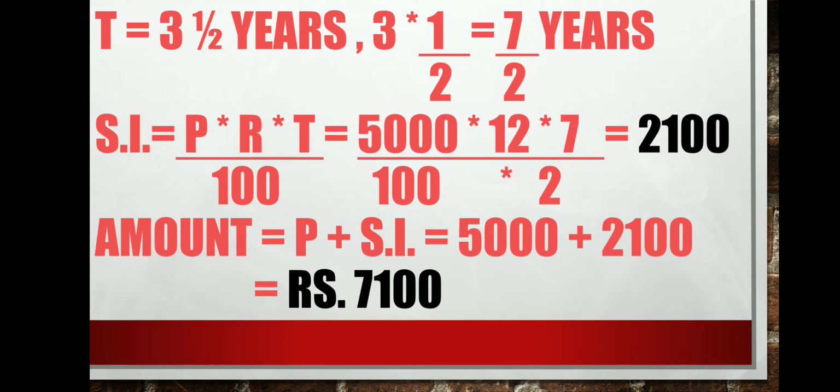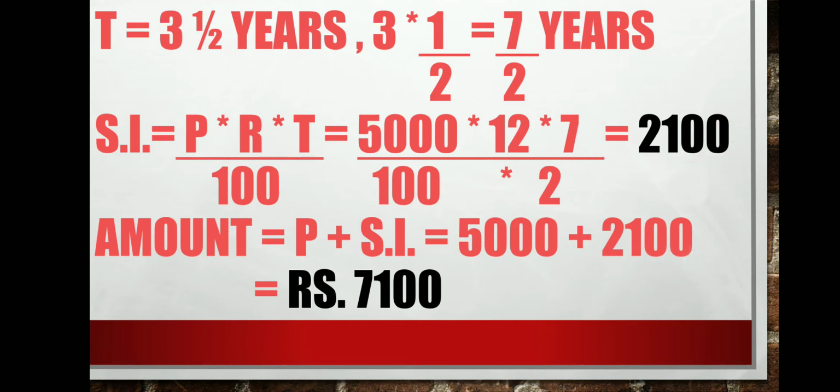Solution says, first of all, we'll convert the mixed fraction into improper fraction. See here, time is given in mixed fraction, that is 3 whole 1 by 2. That comes to 2 threes are 6 plus 1, 7 by 2 years. Now we'll put the value in the formula. SI is equal to P into R into T divided by 100. P is 5,000 into 12, the rate of interest, into 7 by 2, the time, divided by 100. This comes to rupees 2100. This is the simple interest.